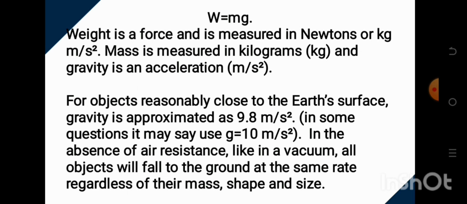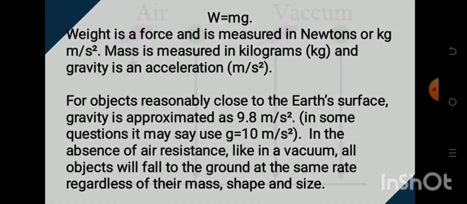So in the absence of air resistance, like in a vacuum, because a vacuum is a place void of air, all objects will fall to the ground at the same rate, regardless of their mass, shape, and size. Please get this concept right. If an object is thrown downward, irrespective of its size or mass, every object is going to fall at the same rate and at the same time. All right, this concept will be applied as we proceed.